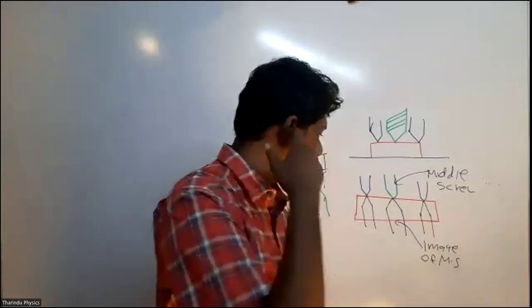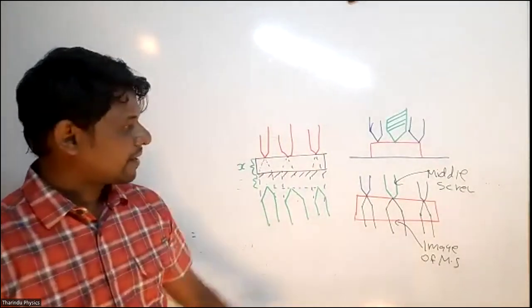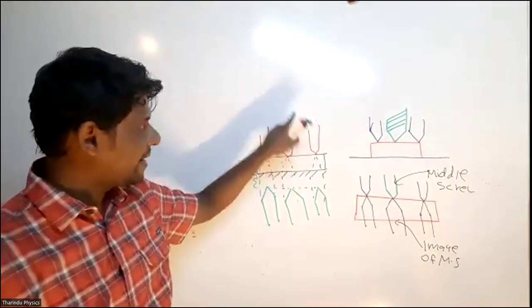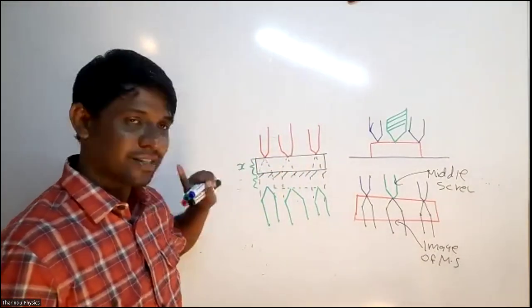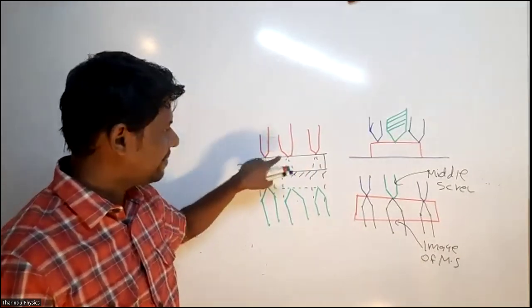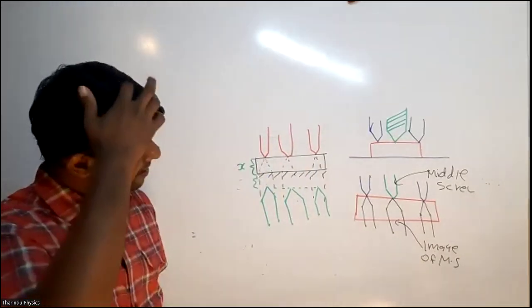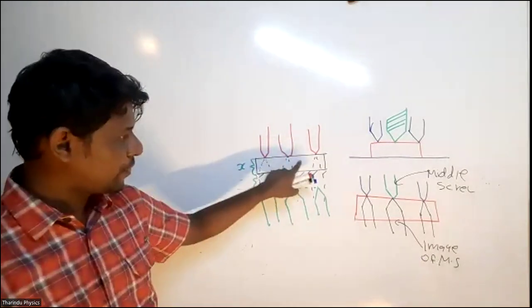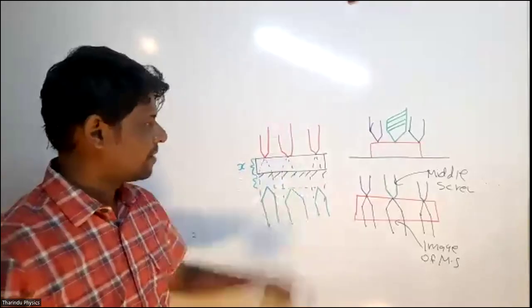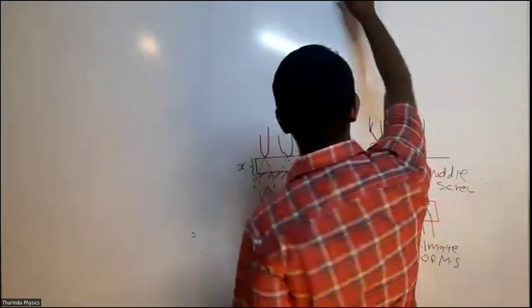Okay. Now, right, as a question, why can't we use a mirror to check this? Why can't we use a mirror to check this? Firstly, draw this diagram and I will give you the explanation.